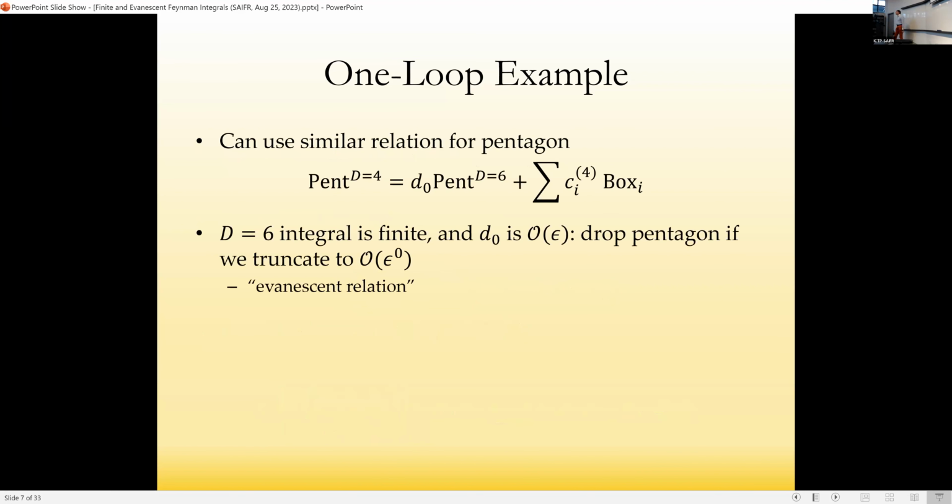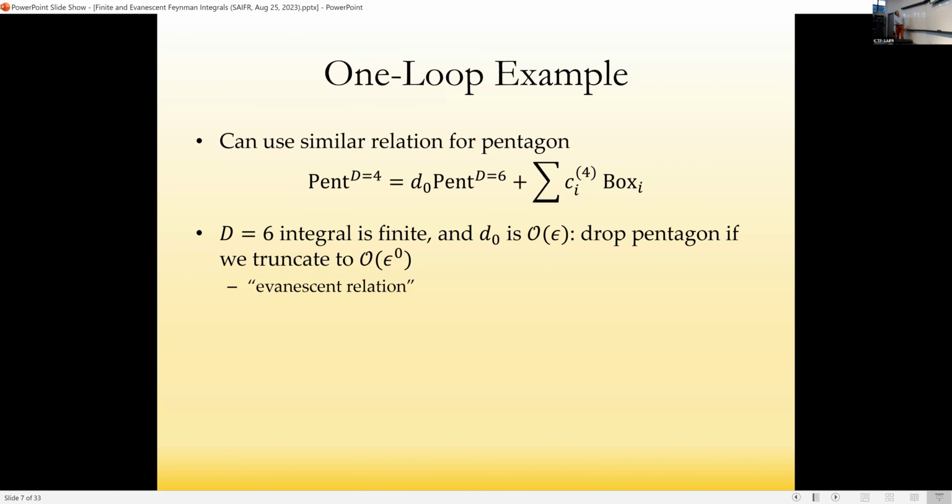Now, there's a similar relation for the pentagon. We can write the four-dimensional pentagon in terms of the six-dimensional pentagon, and then there's a collection of boxes. And the six-dimensional pentagon, again, is finite. But what's novel here is that this coefficient d0 is actually of order epsilon. So if we're only interested in computing, let's say, a one-loop amplitude through order epsilon to the zero, so if we're doing, let's say, next to leading order, then we can actually drop the pentagon.